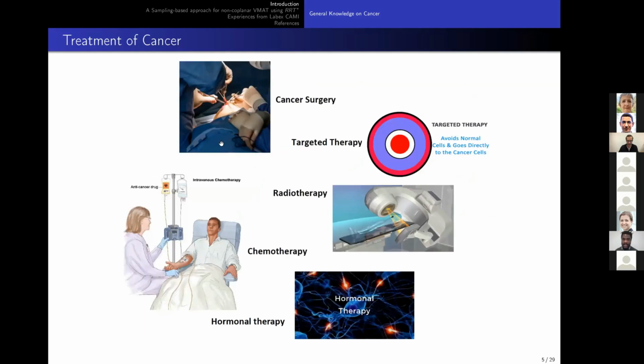There are many ways that we can treat cancer, like everyone knows. We can use cancer surgery, where the surgeon tries to remove the tumor, or we can use targeted therapy, where we try to target specific cells in the body and treat them while avoiding the normal cells around. The one that we focused on was radiotherapy, which is another modality that uses radiation to treat cancer. It's external radiotherapy that I was working on mostly. There are also other modalities like chemotherapy, which is infusing chemicals in the patient to try to kill the cancer, and there's also hormonal therapy as well. These are all the different modalities.